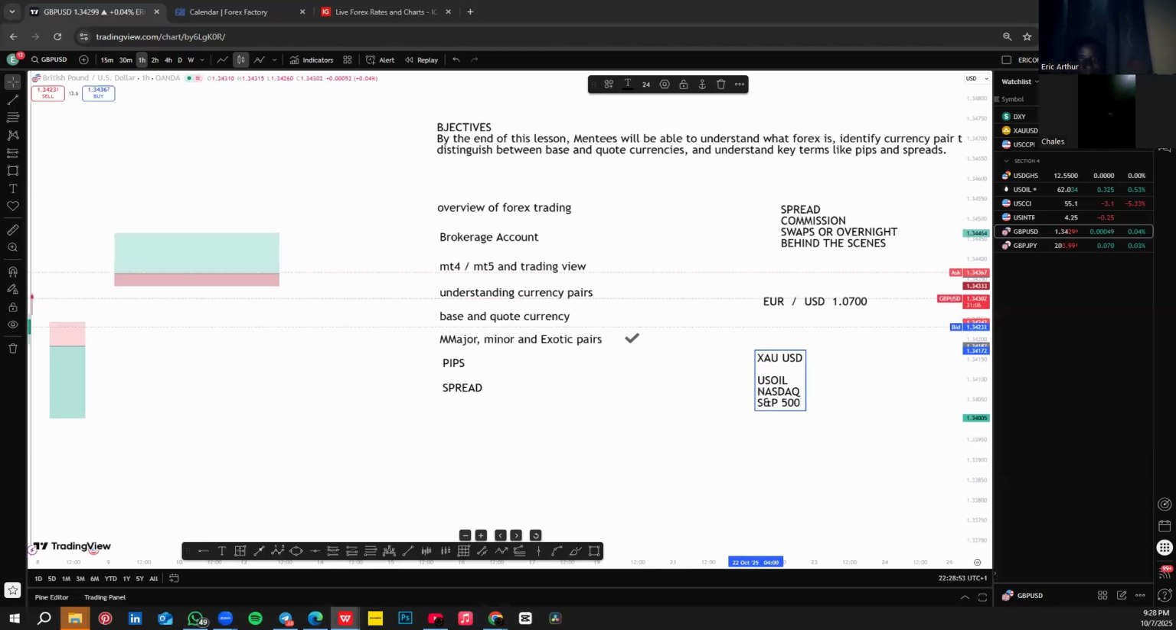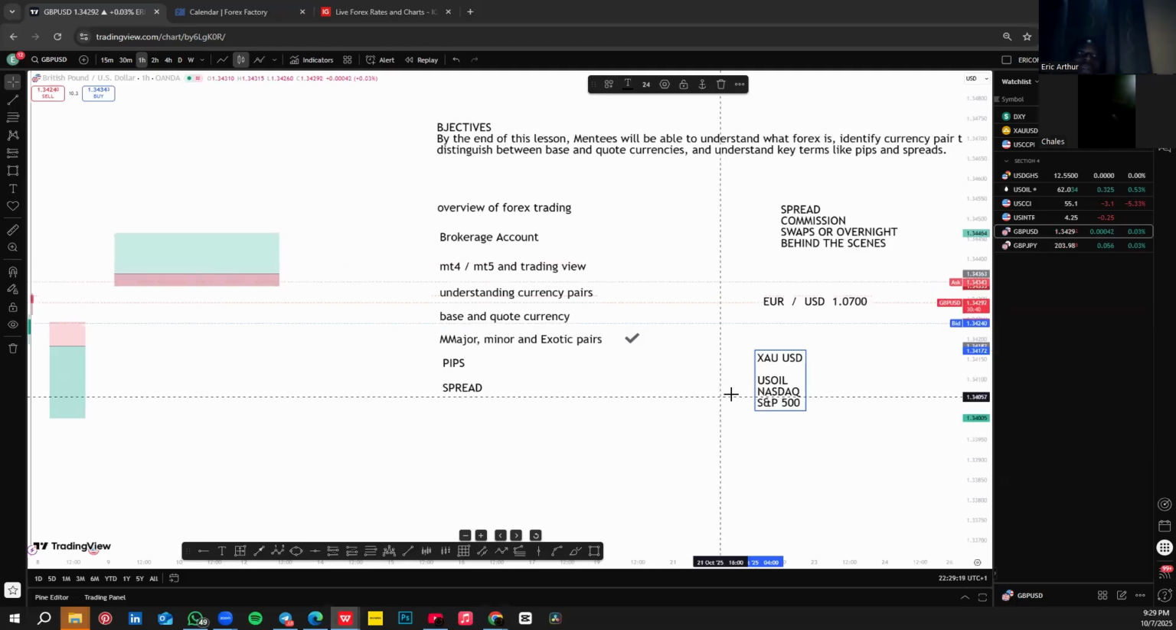That one too is a stock market index that tracks the performance of 500 of the largest publicly traded companies in the United States. It's widely considered the best indicator for the overall health of the US stock market. So these two are very, very important, especially if you are a swing trader.